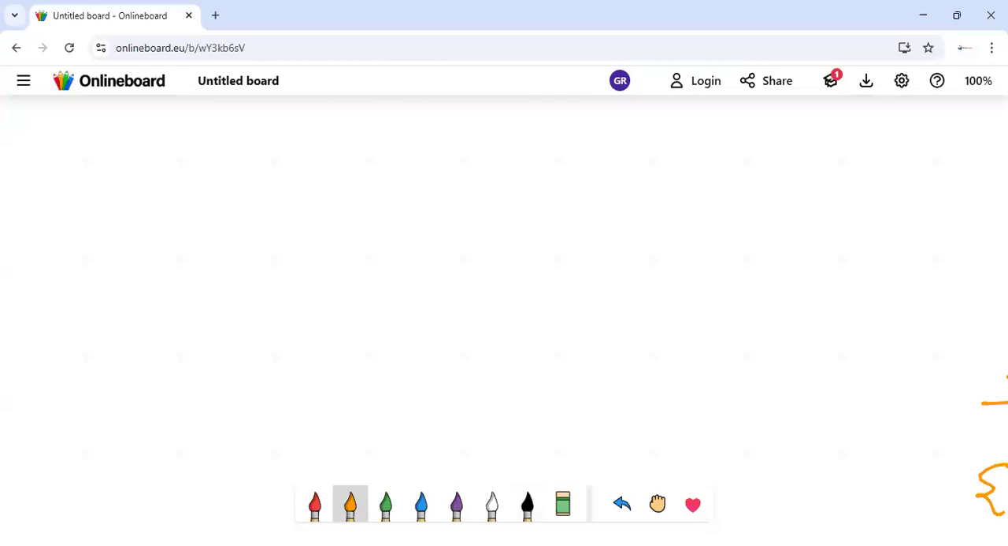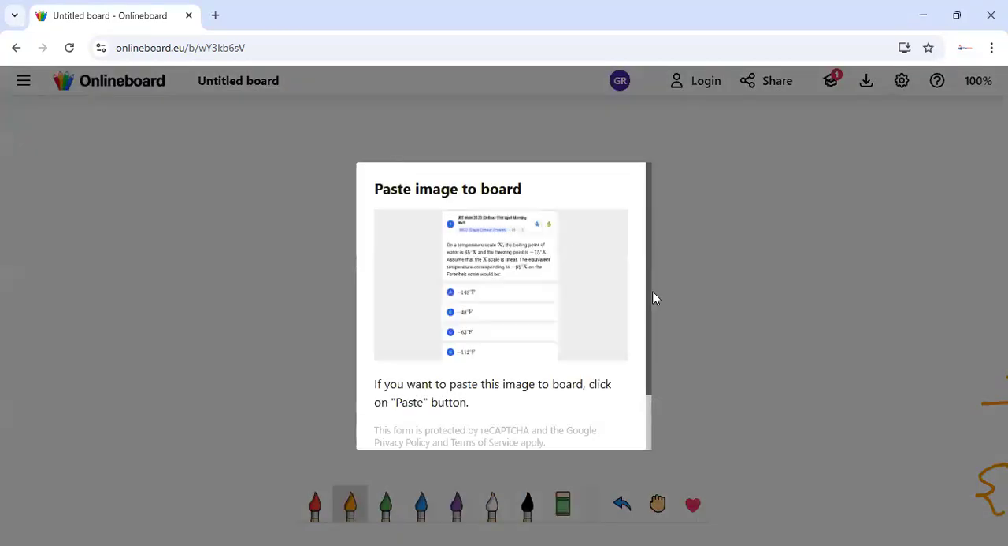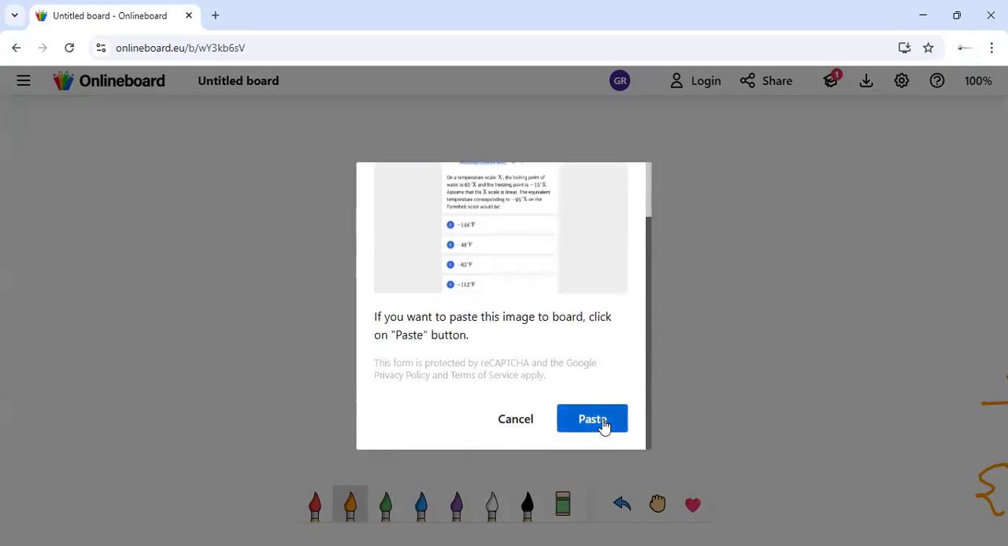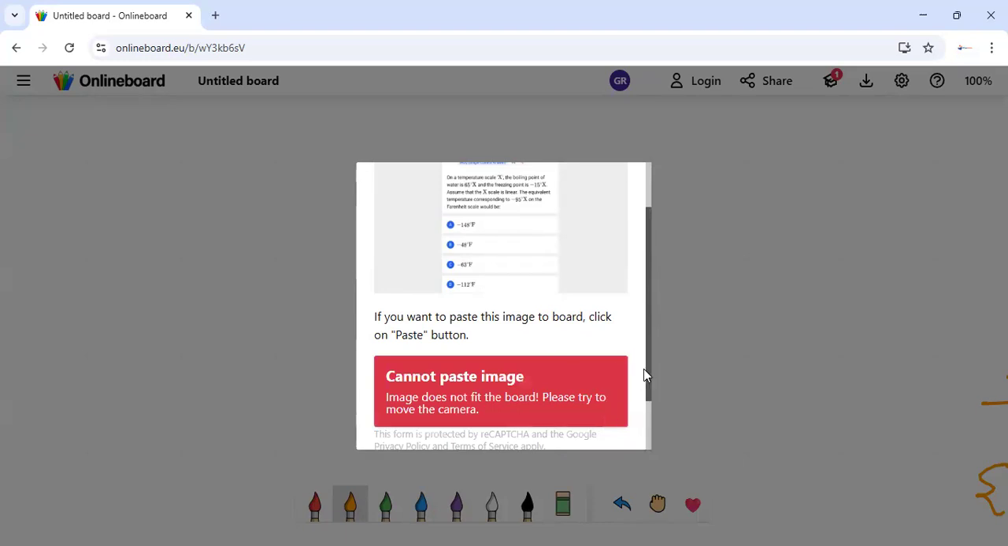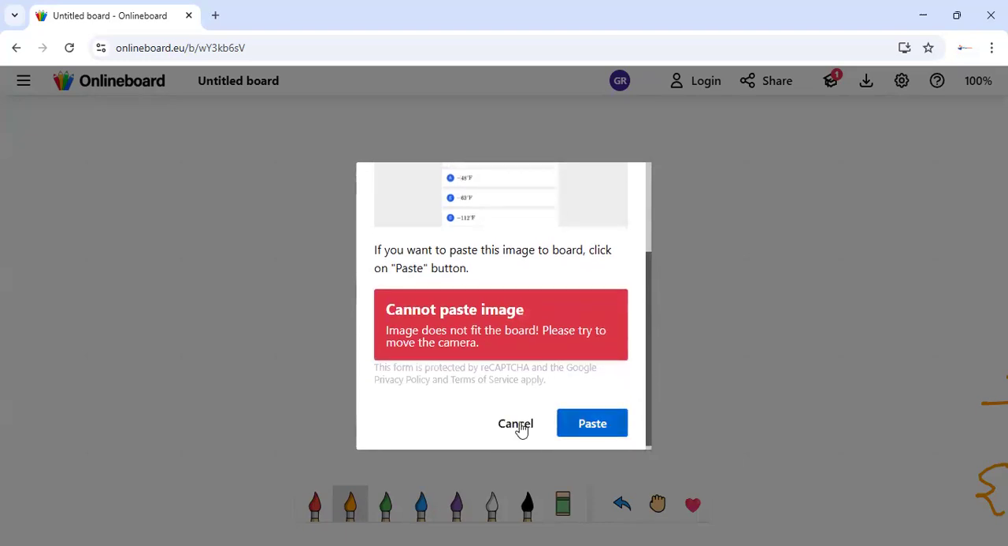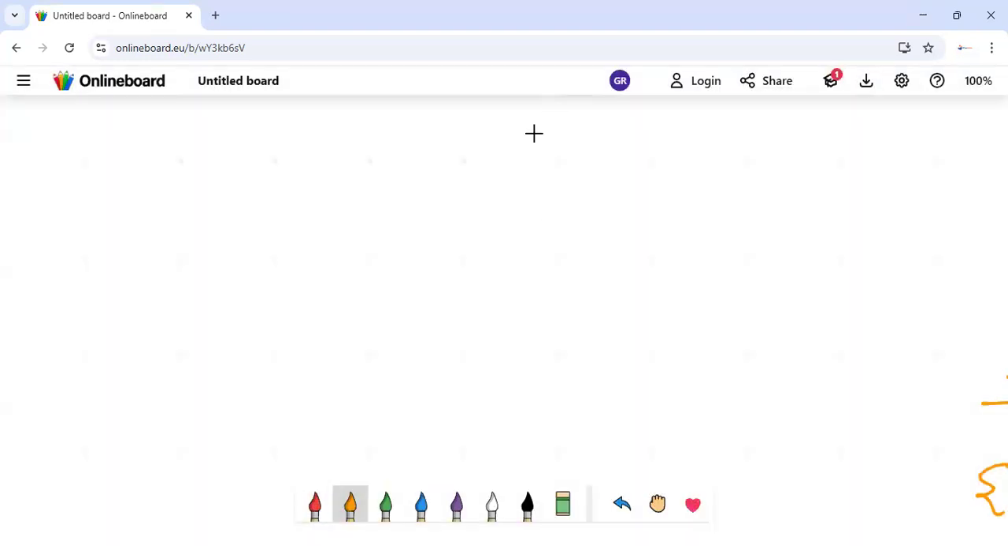Actually, there is some problem. It's saying that it's not fitting. Wait. All right, I'll write it on the board. There is some error, it's not able to paste it. Just one sec.